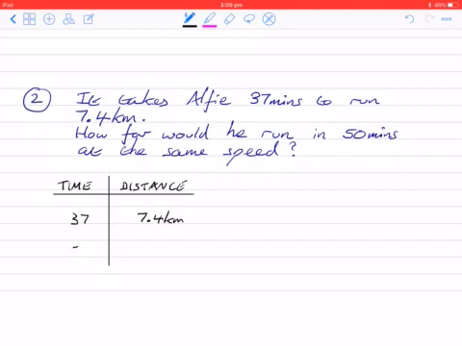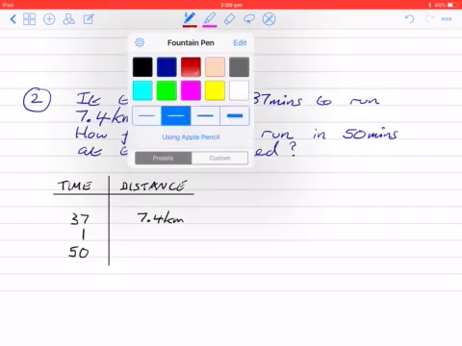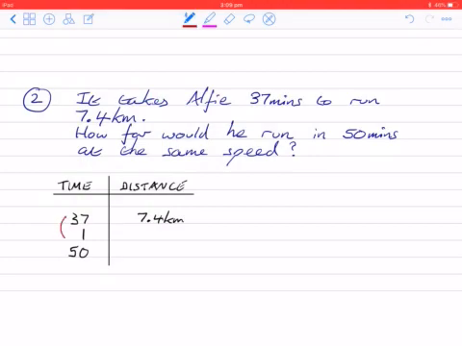So again, I'm going to leave a space on this one. I'm going to leave that line. I want to find out 50 minutes. What I'm going to do first is find out 1 minute. So on the left, what we did, we changed 37 into 1. We divide by 37. Do the same on this side. Divide that by 37.